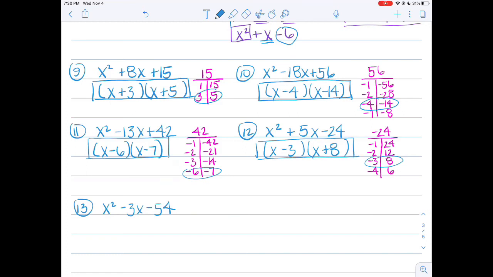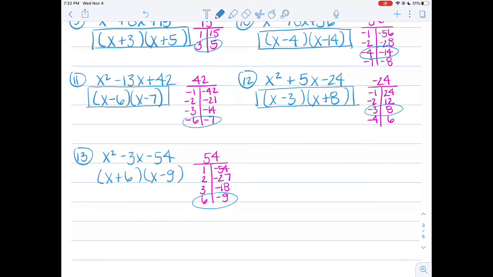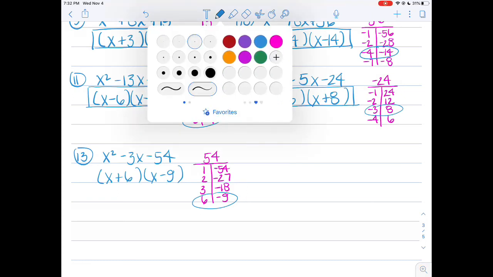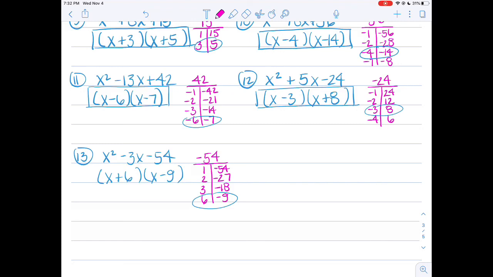All right, one more. I'd like for you to pause the video and then come back and see if you were able to get number 13 correct. All right, problem number 13. We have numbers that need to multiply together to be a negative 54, but add together to be a negative 3. So I know I have one of each, a positive and a negative, and because they add to be negative, my bigger factor needs to be the negative one. So that's the way I've set this up.